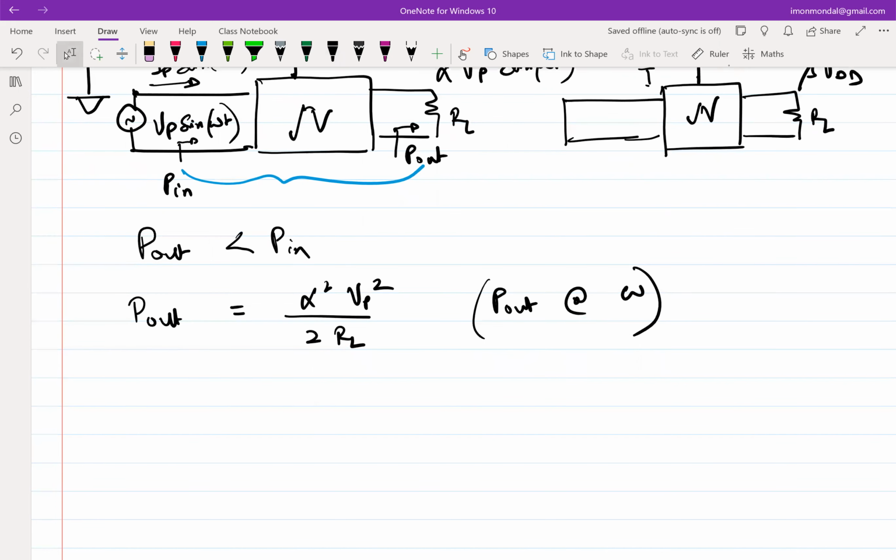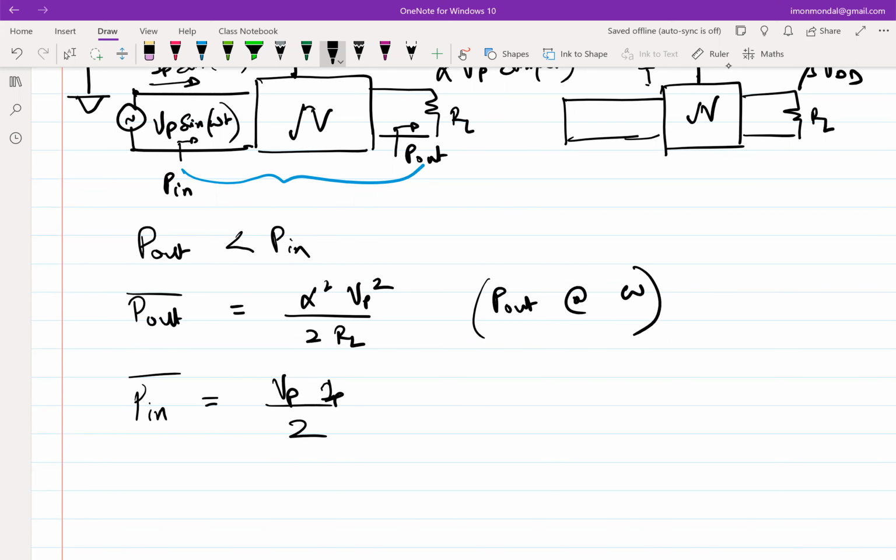So what will be power in? P in will be Vp IP by 2. These are all average powers. When I say power, power essentially means average power, unless it's specifically told that it's instantaneous power. By definition, power is average. You don't have to put that bar on top.